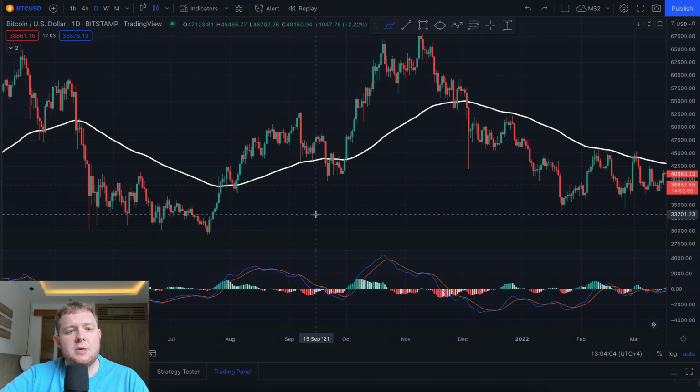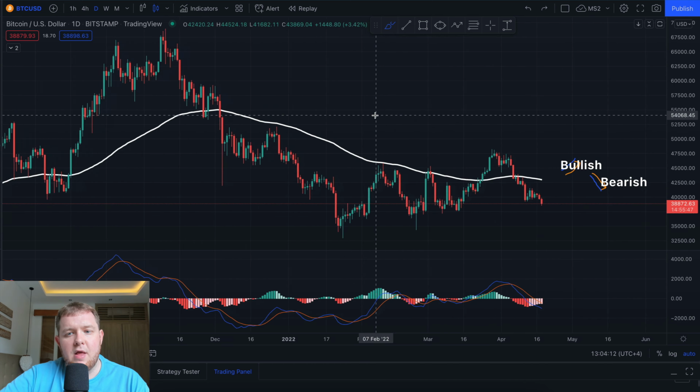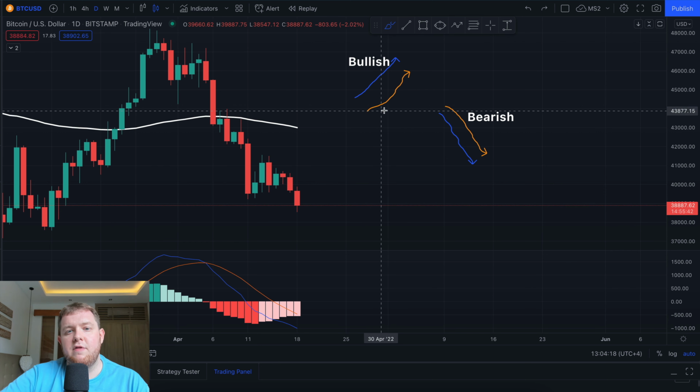So let's say, for example, we want to open a long position. The price is right here. We would in fact have to wait for a bullish cross. I'll zoom out a little bit. A bullish cross is when the blue line, the MACD line, is going above the orange line, the signal line.